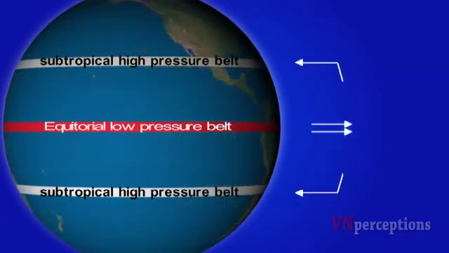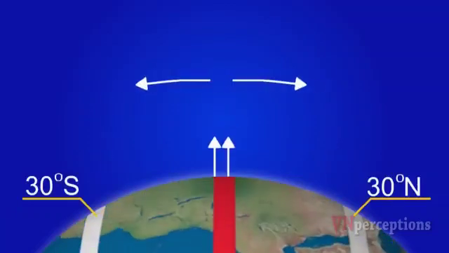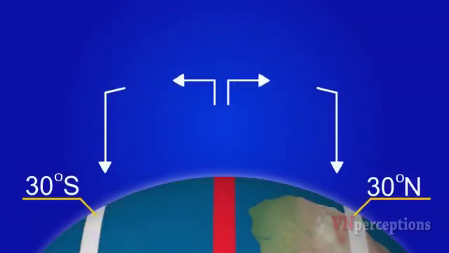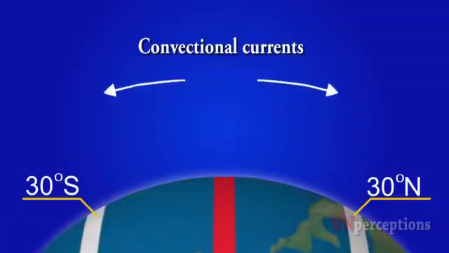So, along the equator, the warm air rises, spreads out, and cools and sinks down. In this way, it develops convectional currents.